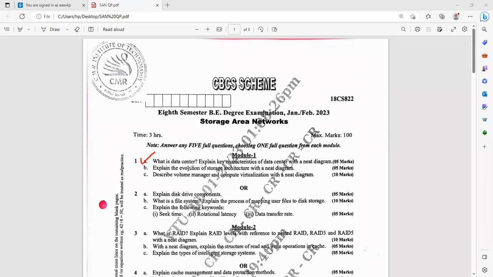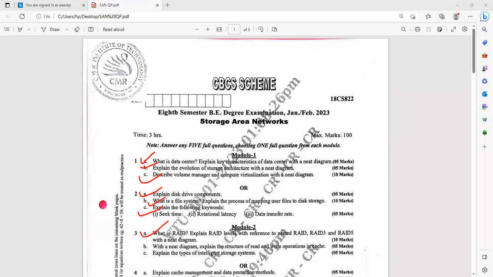So, what is data center? Then explain the evolution of storage architecture with the neat diagram. Then describe volume manager and compute virtualization with the neat diagrams. Explain the disk drive components, file systems. Okay, so these are the important questions.